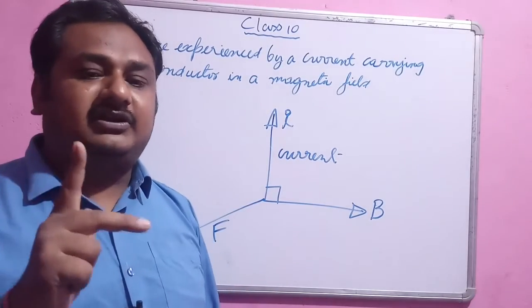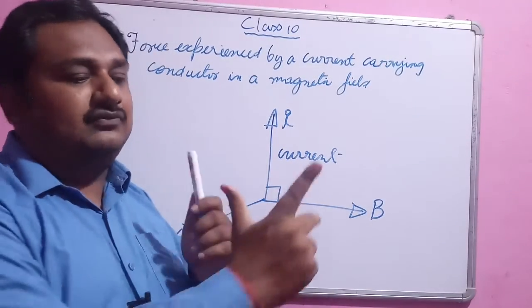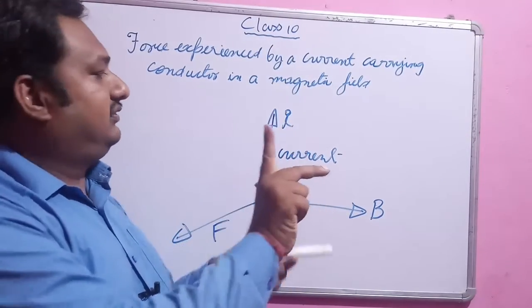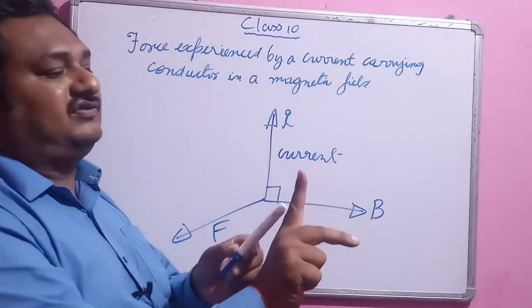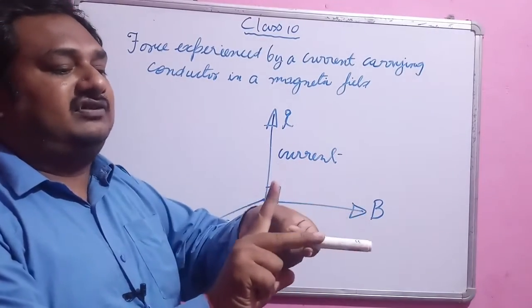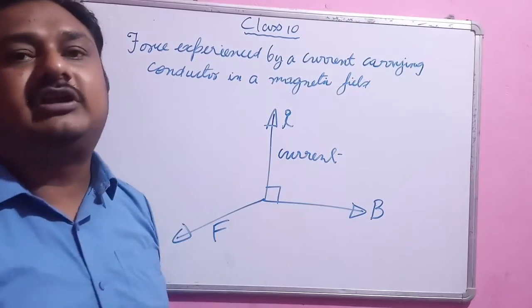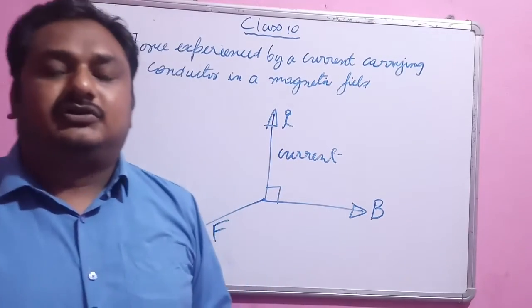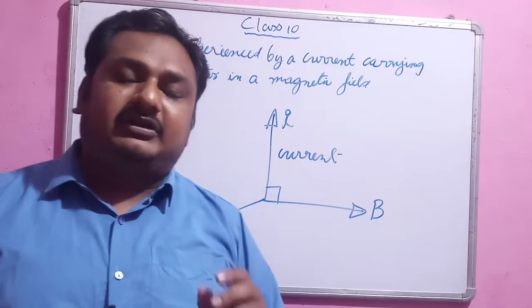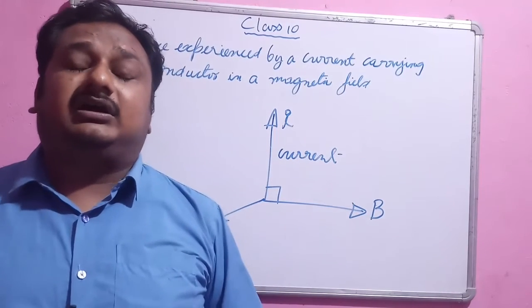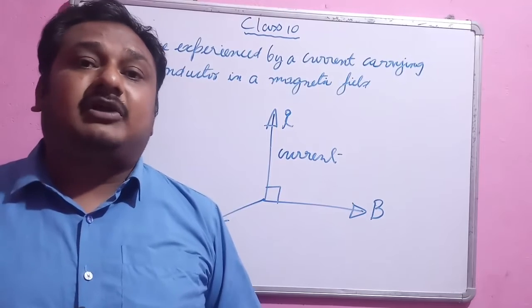This is the Fleming right hand rule, which gives us the direction of force. Suppose in this direction the current is flowing, and in this direction the field is applied, perpendicular to both. The thumb will give you the direction in which the force is applied. So this is the Fleming right hand rule by which we can find out the direction of force that is applied to a conductor.